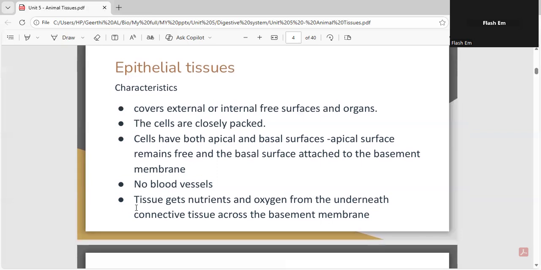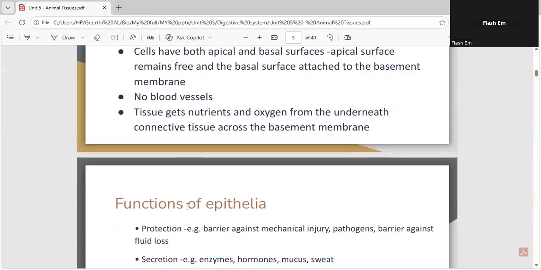One, it covers external and internal free surfaces and organs. Then the cells are closely packed, with no blood supply and no blood vessels. It gets nutrients and oxygen from underneath, from the connective tissue. It has both apical and basal surfaces. Apical remains free, while basal is attached to the basement membrane. Basal and basement, so you can easily remember that, no?